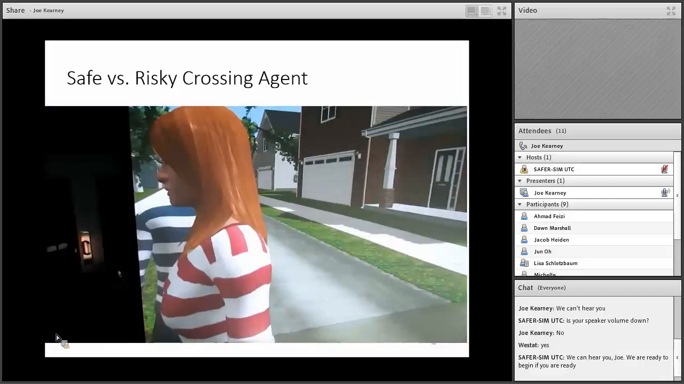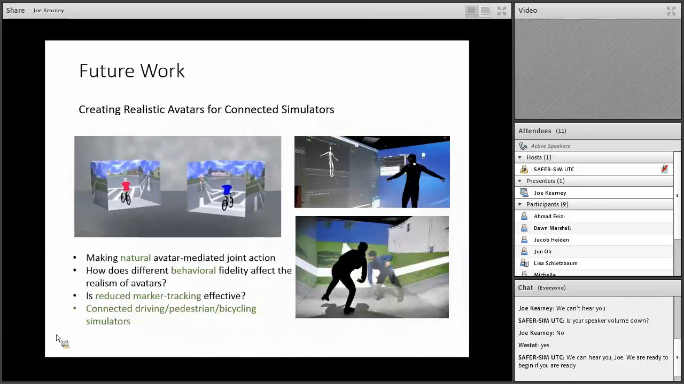So that was just a demonstration of what these two different kinds of agents are and how they compare to one another. And lastly, we wanted to give a little bit of a look ahead to the kinds of things we're working on now and will be working on into the future. One of the really interesting directions we'd like to go, and this will be with our Safer Sim partners and with NADS, is to look at ways to connect our pedestrian and bicycling simulators up with driving simulators and have connected simulation systems in which people can share a virtual roadway while being physically in separate simulations.